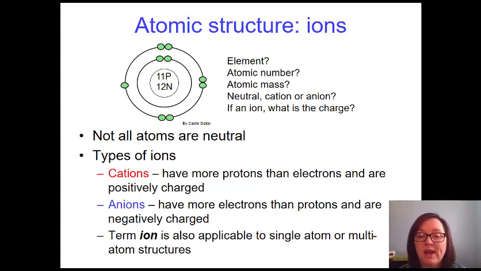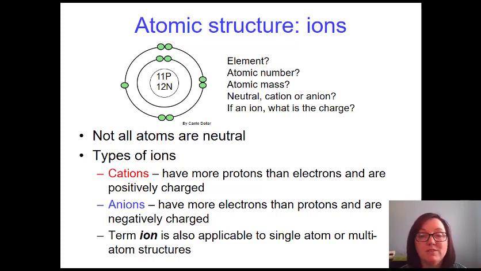Is this atom neutral, a cation, or an anion? Well, again, we're no longer assuming neutrality here, so let's determine whether or not it is neutral. How do we do that? We have to compare the numbers of protons to electrons. We know there's 11 protons, and then we can count up the green dots to determine that there are 9 electrons. So we have an imbalance of protons and electrons here. We have 2 more protons than electrons. Protons have positive charge, so we have 2 more positive charges than we do negative charges.